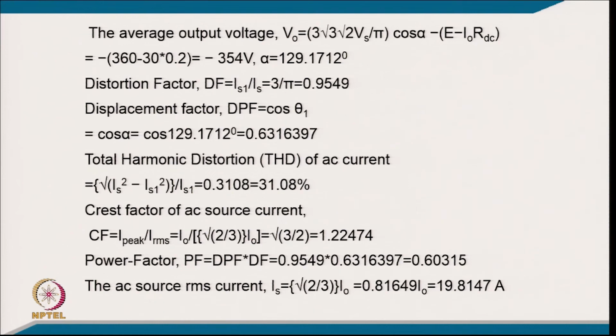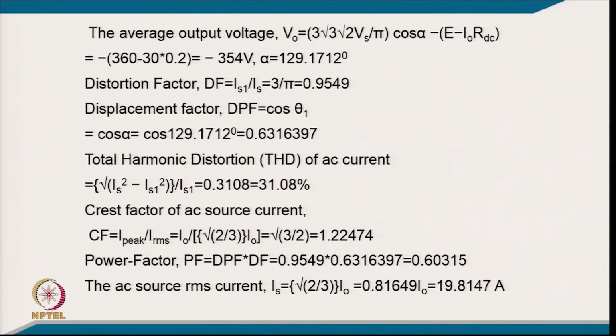The average output voltage, from calculating this value, comes to minus 354, and alpha corresponds to 129.17 degrees, which is more than 90 degrees. It means it is working as a line commutated inverter. The distortion factor is IS1 upon IS, that is 3 upon pi, 0.9549, and the displacement factor is cos theta 1. Putting in the value of alpha, it comes to 0.6311837. The total harmonic distortion from the square root of IS square minus IS1 square, divided by IS1, comes to 0.3108.